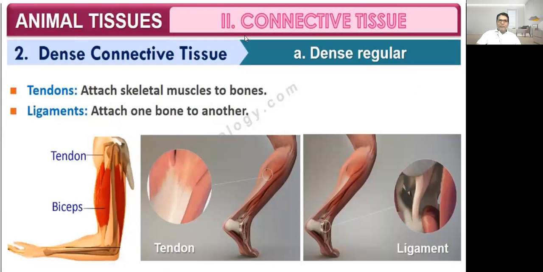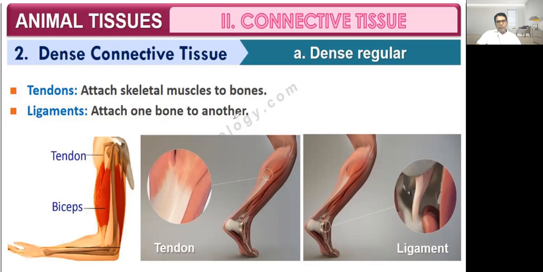Now the question arises, what is a tendon? A tendon attaches skeletal muscle to bone. This is a tendon. It attaches skeletal muscle to bones.